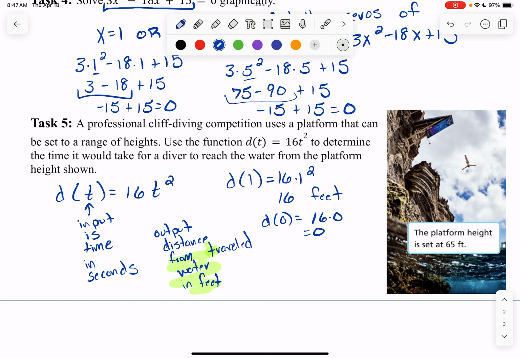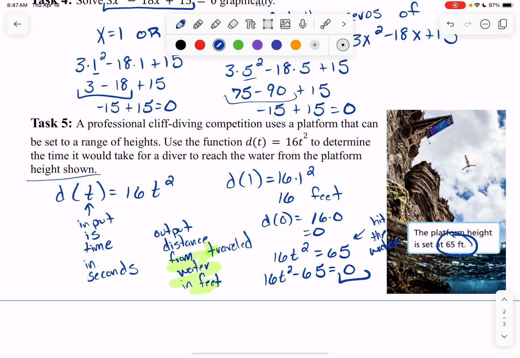So basically, I need to figure out, I want my distance traveled to be 65 feet because I want to hit the water. So I basically want my 16 t to the second to be equal to 65 feet, meaning I hit the water. Because I will have to travel 65 feet to hit the water. The first thing I'm going to do is subtract this 65 to the other side, because I need to set it equal to 0 to be able to find the zeros.